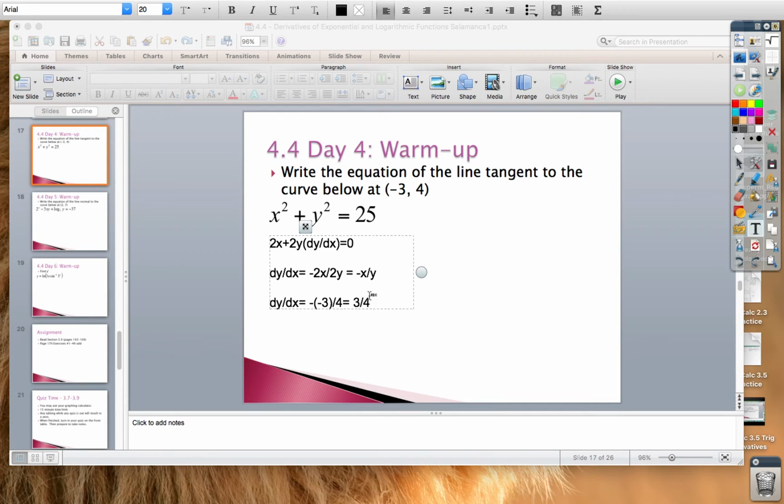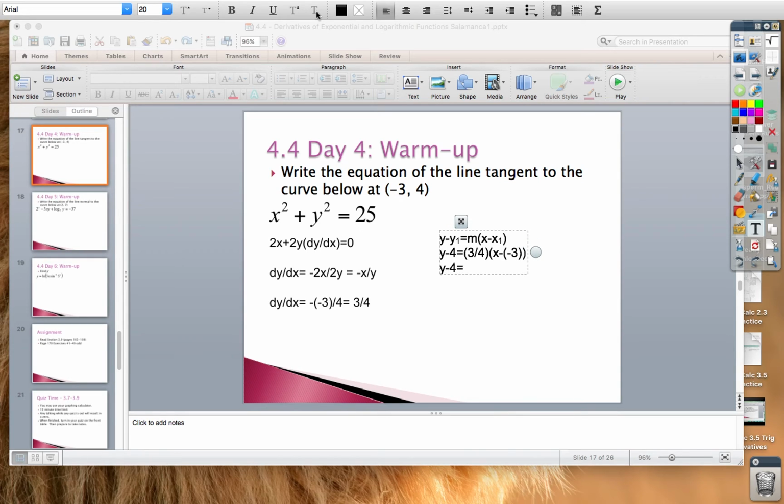Now they want us to write an equation of a line. So from here, what we're going to do is start with the point slope formula. We have y minus y sub 1 equals m times x minus x sub 1. They wanted us to find the equation of a tangent at (-3, 4). So y minus 4 equals m, which is 3/4, times x minus negative 3.